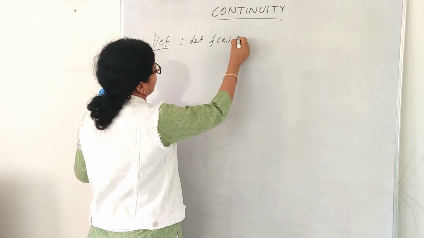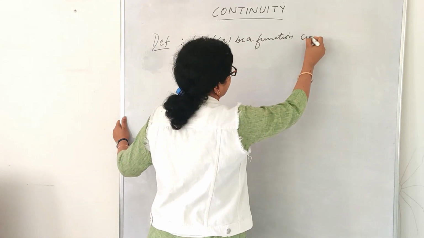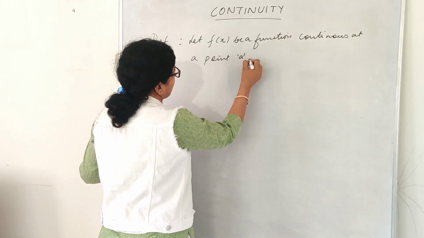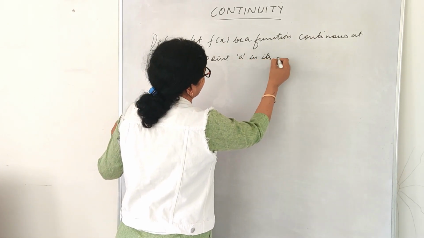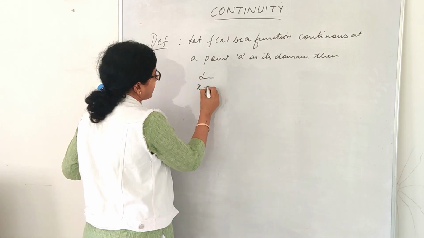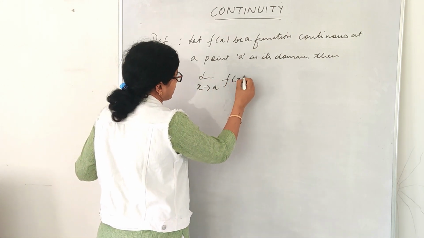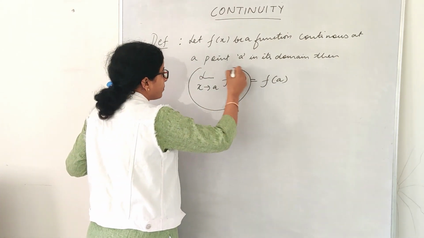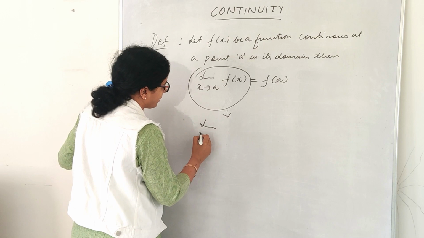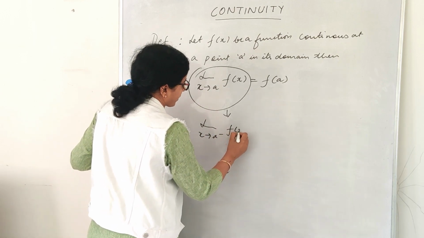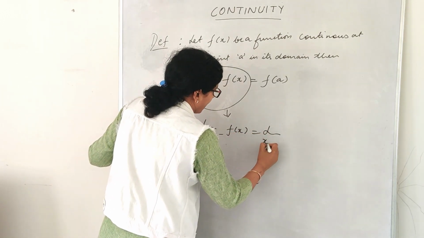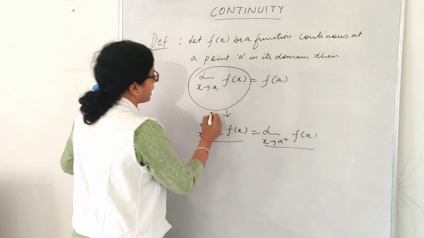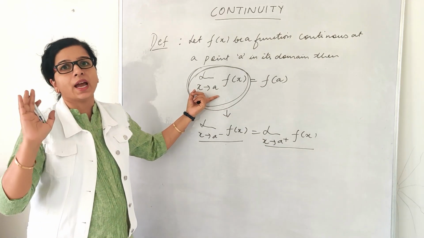Okay. So now let us take the proper definition of continuity of a function. Let f(x) be a function continuous at a point a in its domain, then limit as x tends to a of f(x) should be equal to f(a). Now, what is the meaning of this part? The meaning is limit as x tends to a negative of f(x) should be equal to limit as x tends to a positive of f(x), meaning your left hand limit should be equal to right hand limit, then only the limit of a function exists.